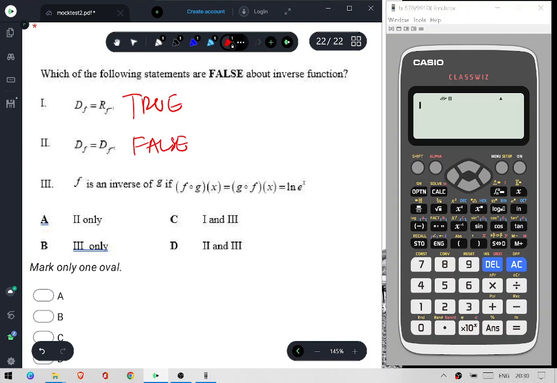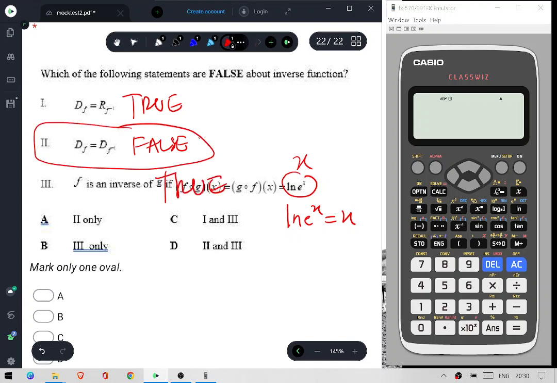Next, f is an inverse of g if fg equals gf equals ln e^x. Actually ln e to the power of x is x, so it is x. So this is true. The one we are looking for is 2. Two is the only false statement from these three. So the answer is A.